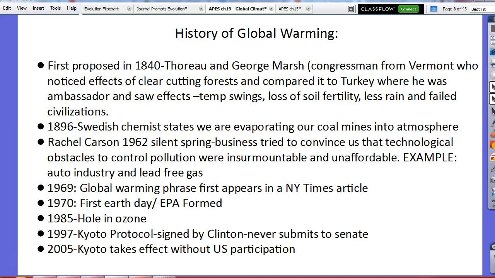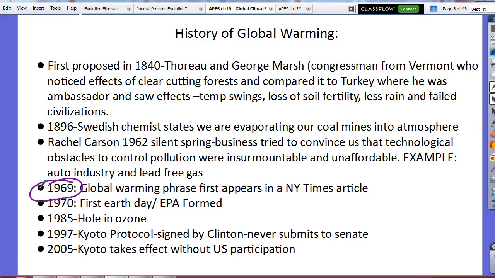You do not need to write anything down for this, but this is the history of global warming. In 1840, some scientists talked about how clear-cutting forests had some effects on the environment. That was it. 1896, a Swedish chemist says, hey, when we burn coal, it's evaporating it into our atmosphere. Again, they didn't know what pollution was. They had no idea. Then we get to the 1960s. A woman by the name of Rachel Carson wrote a book called The Silent Spring, and it's talking about pollution. And this was really the wake-up call. So in 1969, global warming first appears in a New York Times article.